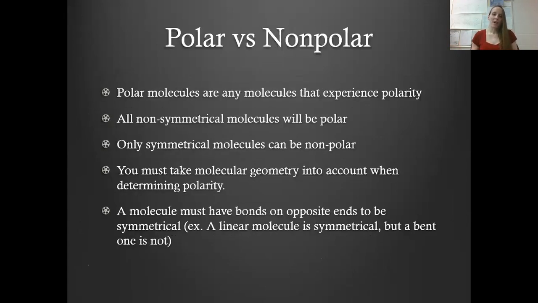Polar molecules are any molecules that experience polarity, so where one end of the molecule is slightly positive and the other end is slightly negative. And this will happen anytime you have non-symmetrical molecules. Only molecules that are symmetrical can be polar. You have to take the molecular geometry into account, so you have to know its shape, and you have to have the atoms around the central atom be the same as each other.